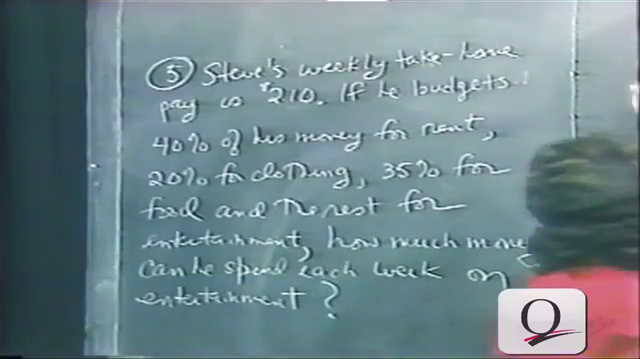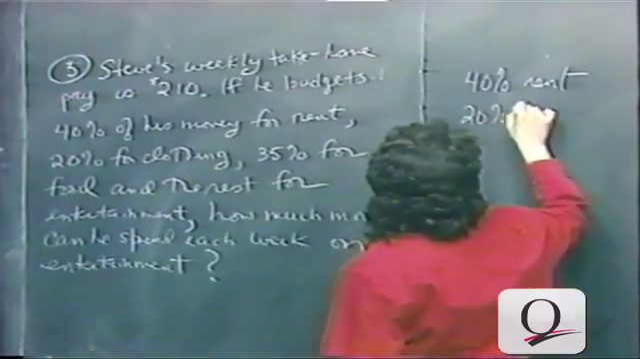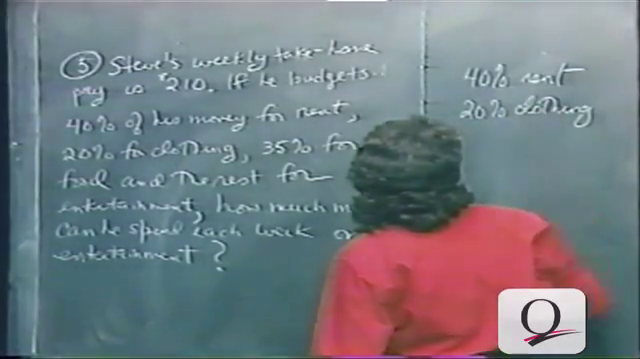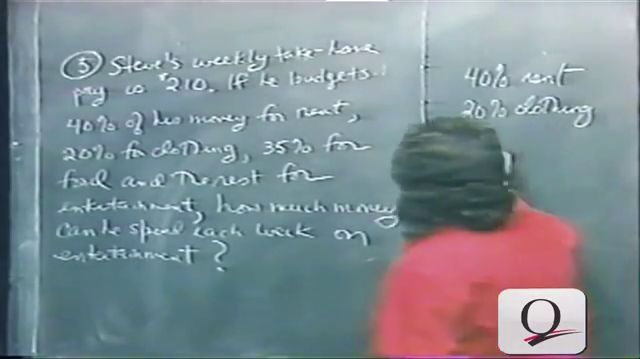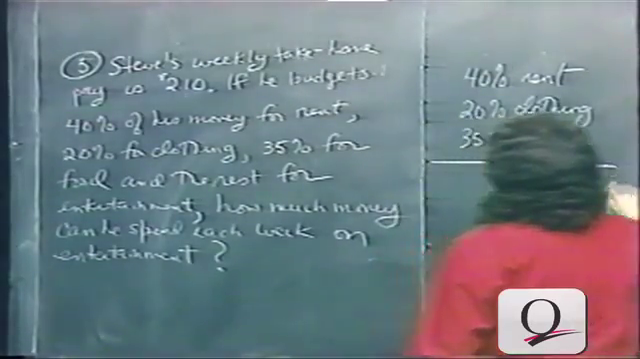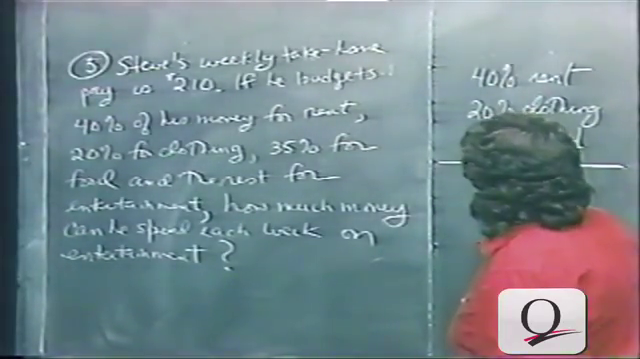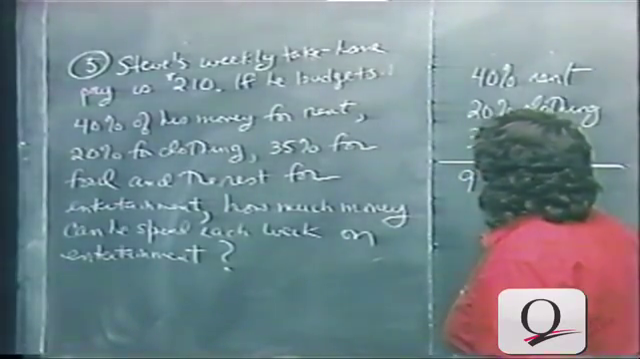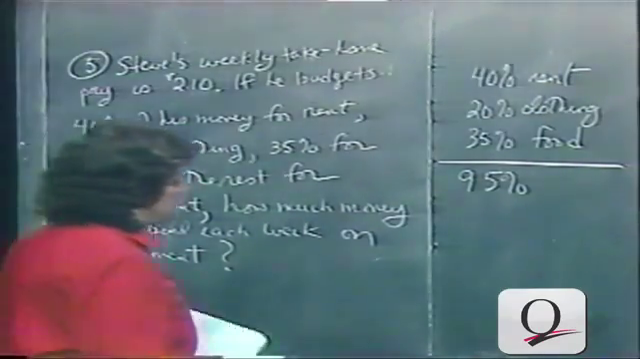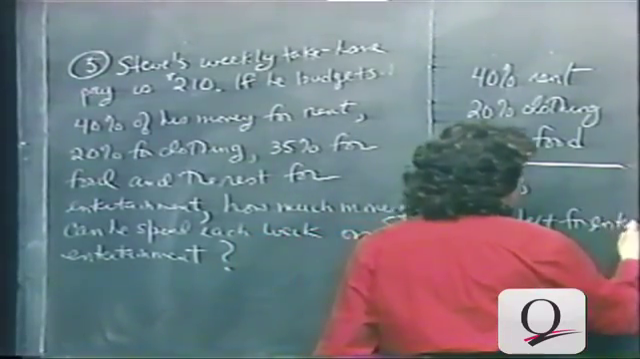Okay, now it's 40% for rent, 20% for clothing, 35% for food, and the rest for entertainment. Well, how much have we used up of the total, which of course is 100%? 5, 4, and 2, 6, and 3. 95% is used up on rent, clothing, and food. That leaves 5% left for entertainment.